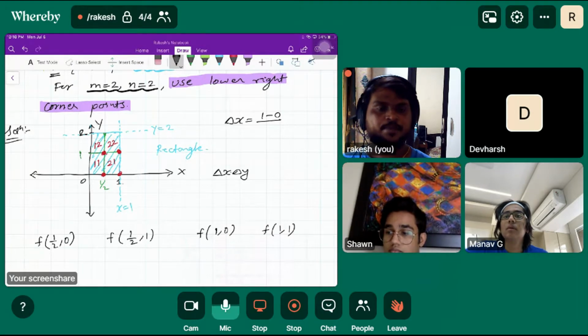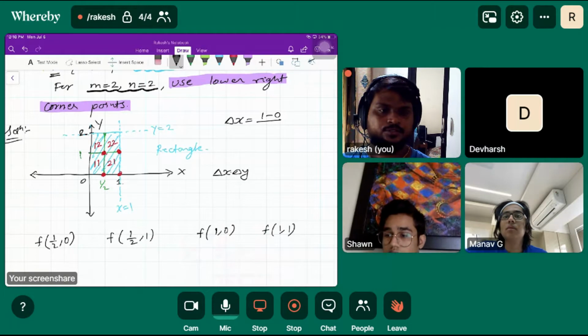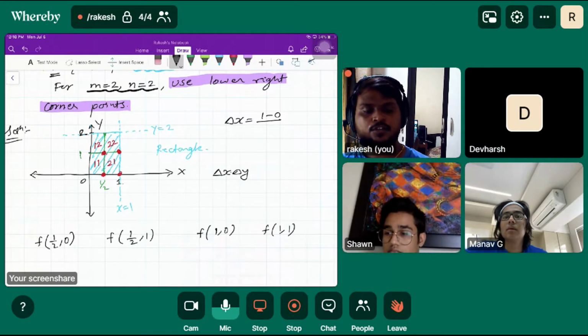How many partitions? 2. So 1 minus 0 upon 2, which is 1 by 2. So what is delta y? I have a question.